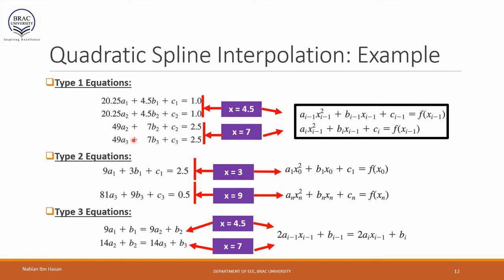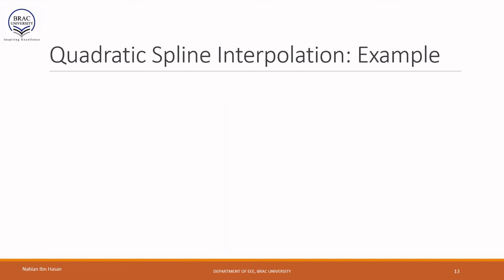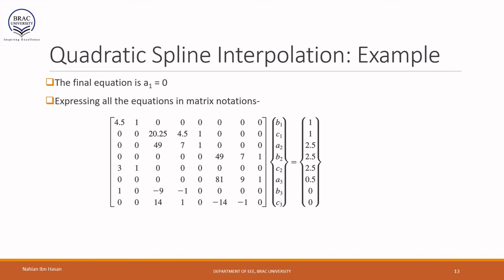So there are in total 1, 2, 3, 4, 5, 6, 7, 8 equations, but I need to have 9 equations, so I need another equation. If you remember, the final assumption was that a1 equals 0. So I have found the 9 equations that I needed. If I rearrange all of these equations into matrix form, I would get something like this. This is the coefficient matrix, this is the unknown vector that I would have to determine, and this one is the constant matrix.